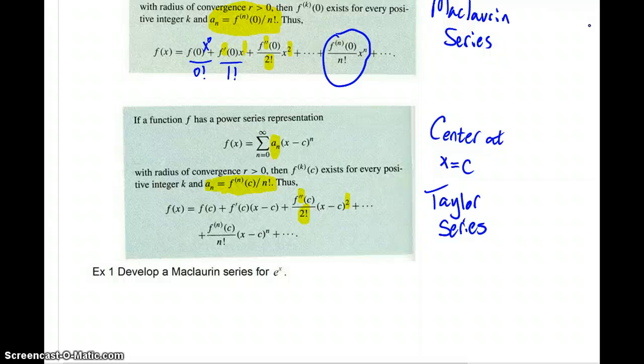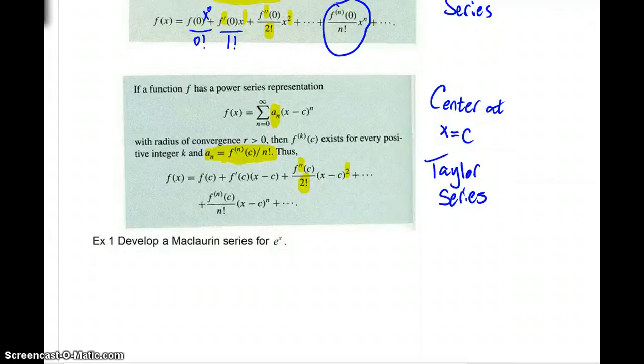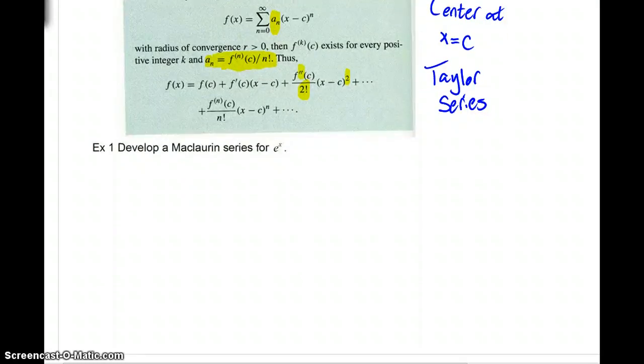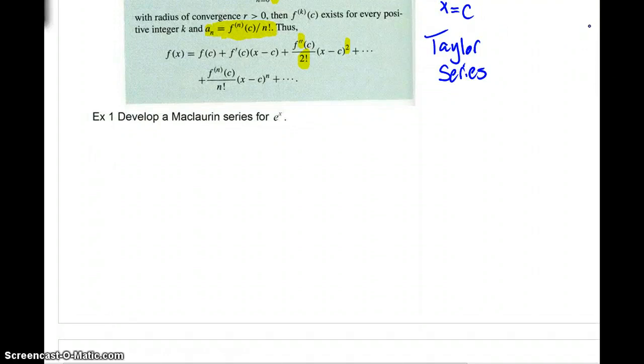Well, the center would be the actual point of contact with the graph, and moving to the right and the left would be your radius of convergence. So we can even take a look at that in the next few days in more detail. But let's develop a Maclaurin series for e to the x. Now, a Maclaurin series, of course, is centered at 0.